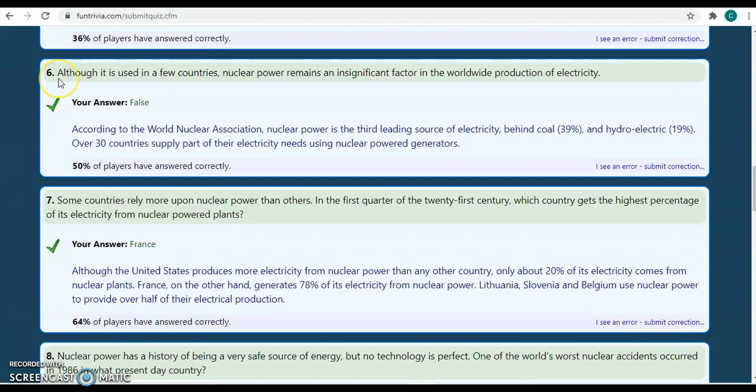Although it's used in a few countries, nuclear power remains an insignificant factor in worldwide production of electricity. Actually, that's false. It's now the third leading source of electricity, just behind coal and actually hydroelectric power, which we looked at when we looked at renewables last year. Over 30 countries supply part of their energy needs using nuclear-powered generators. It's quite likely that the country you live in, definitely if it's the UK and also a number of other countries, you'll find that nuclear power is likely to power some of the electricity coming into your home.